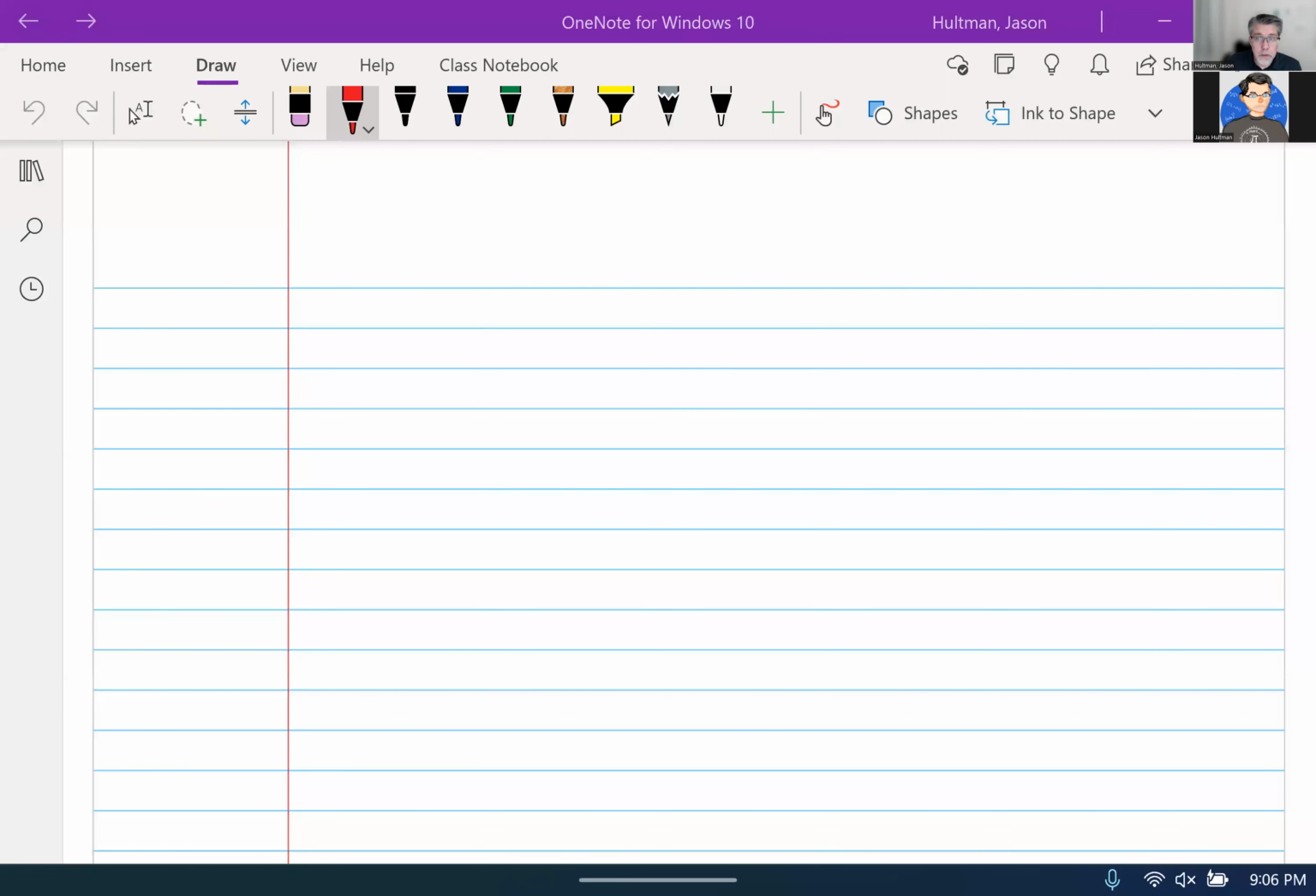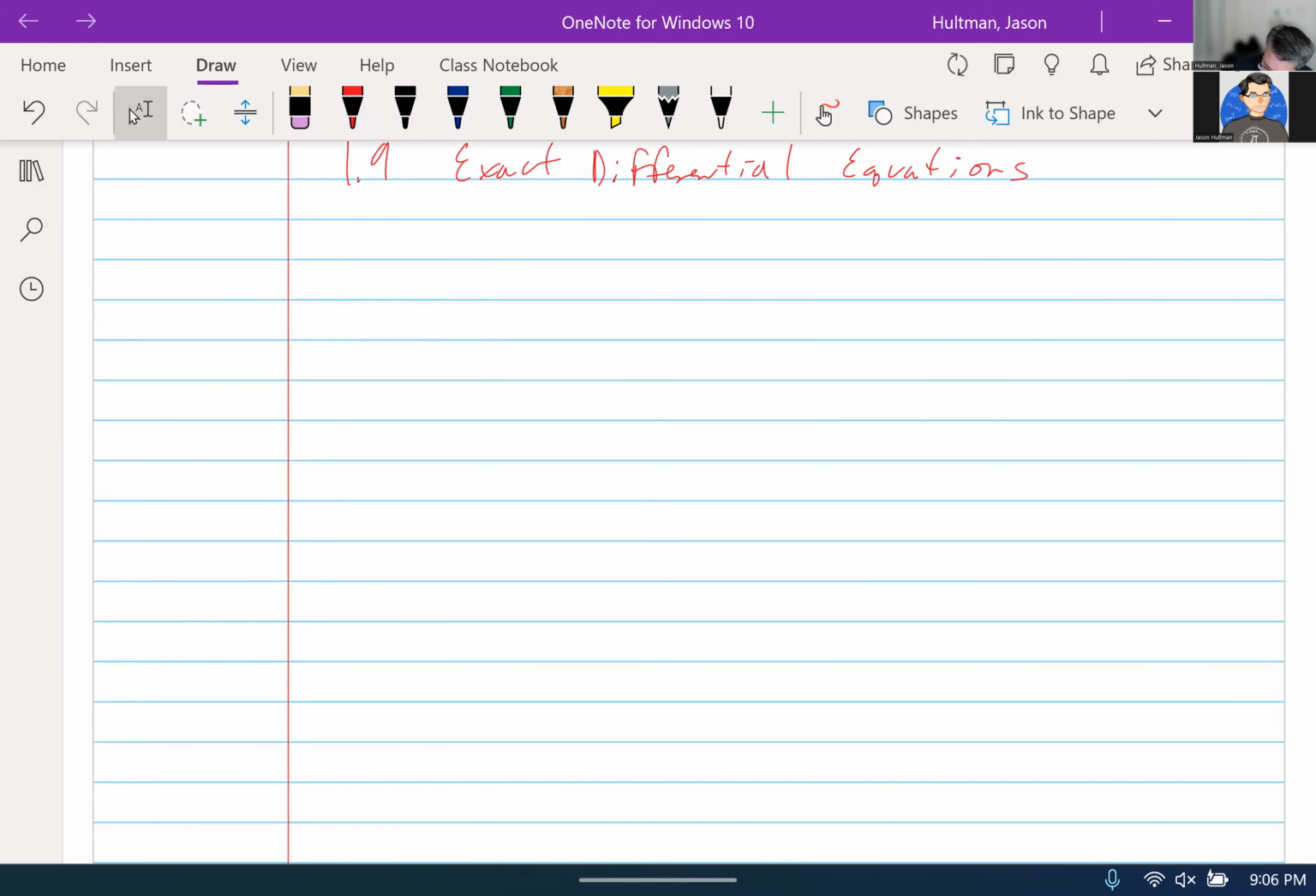Okay, let's continue with section 1.9. So 1.9 is on exact differential equations. Let's find a definition of this, exact differential equations.